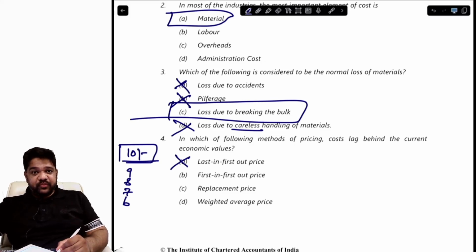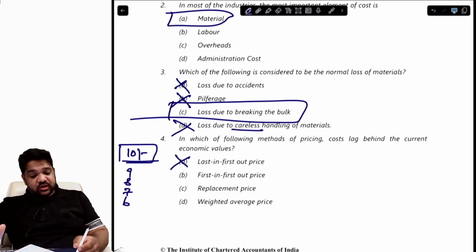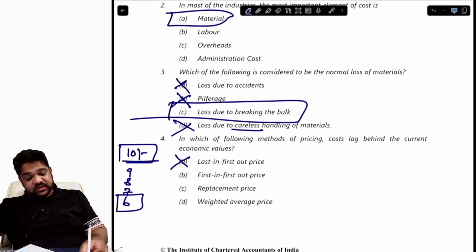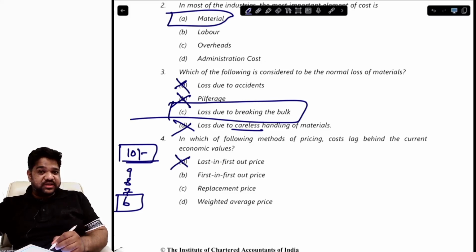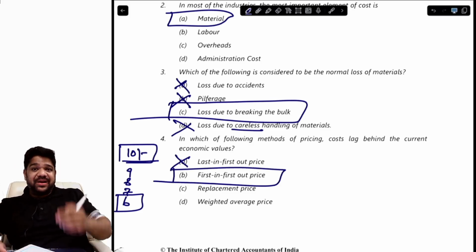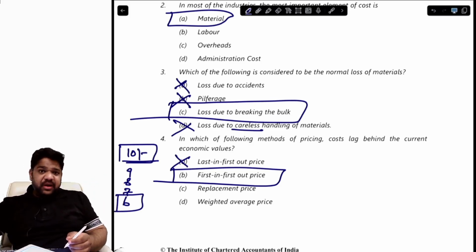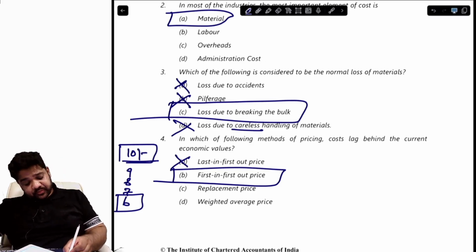In FIFO, the first that came in will be the first to go out. Now, the first that came in could be at a lower purchase price, and it may not really reflect the current economic value or current price of that particular product. Which means what? First in, first out is the method where the price is lagging behind the current market price. But although we've got our answer, we'll still look at the other two.